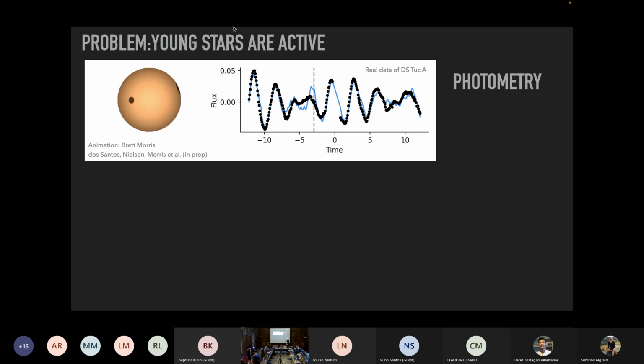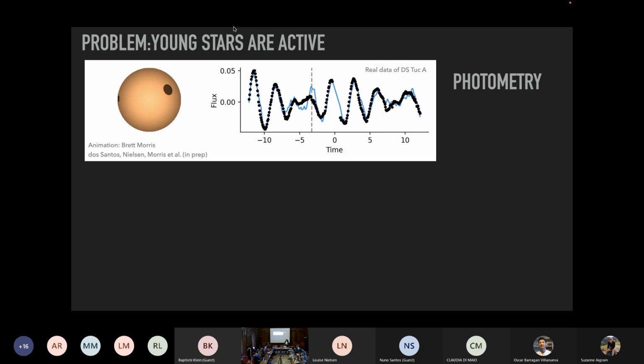I do want to show that this is data of DS Tuc A. And this is just some simple animation where you put some spots on the surface of a star and then just look at how you can fit the photometry. But I always like to ask my audiences. The results of this animation over here is the black points, and then the blue curve is the actual photometry from TESS. And then I always ask my audience members if they can find the planets.